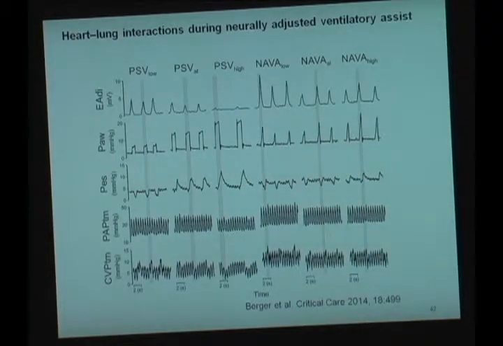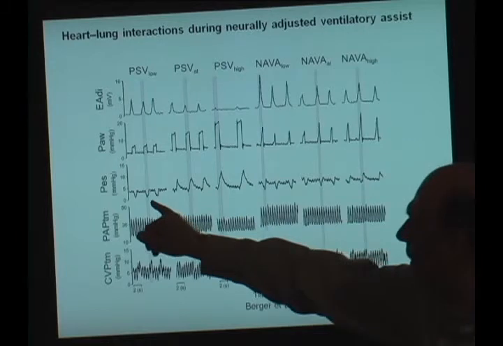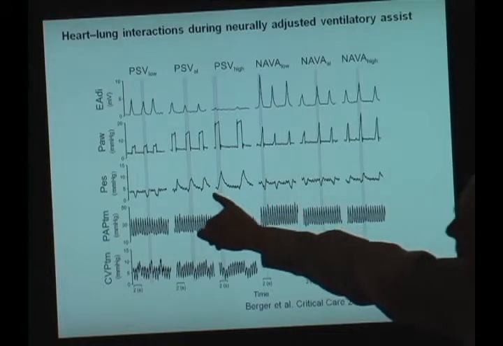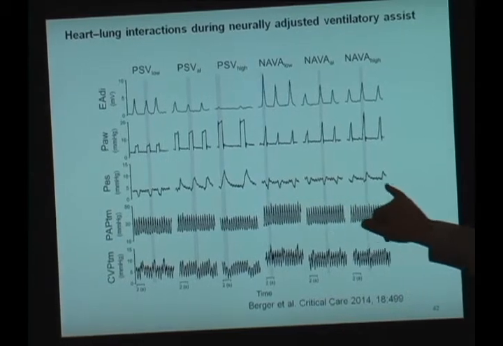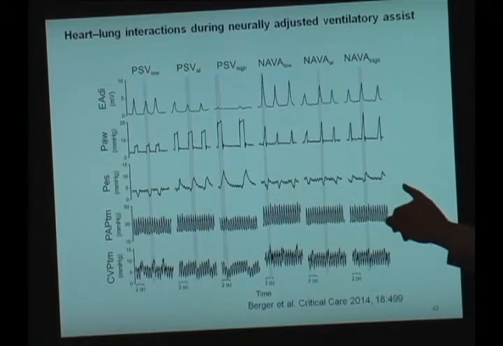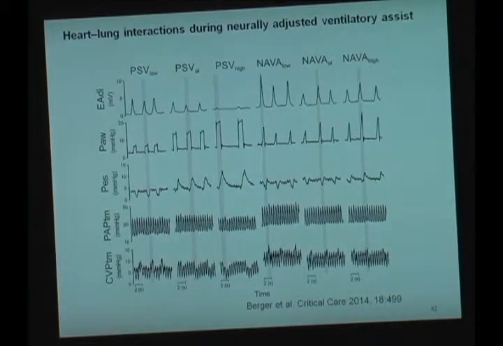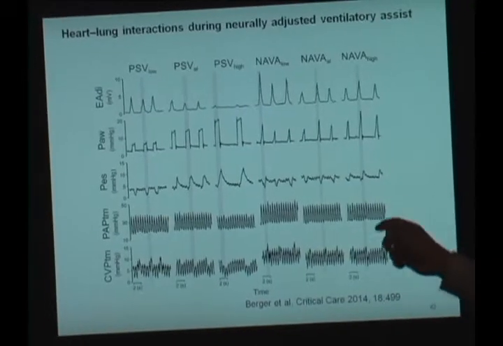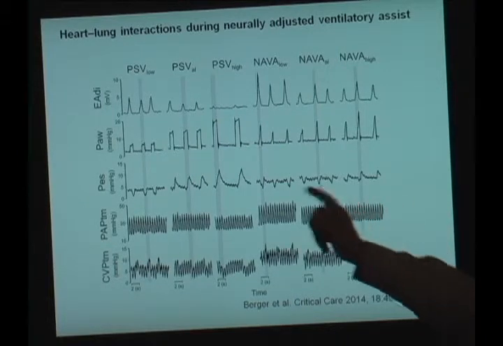And what happened? During pressure support, we can note that the esophageal pressure has a negative phase that disappears with the highest level of pressure support, but this negative phase is still maintained during all the NAVA trial. This means that NAVA is more physiologic, more associated with the physiological behavior of the lung and heart interaction than pressure support.